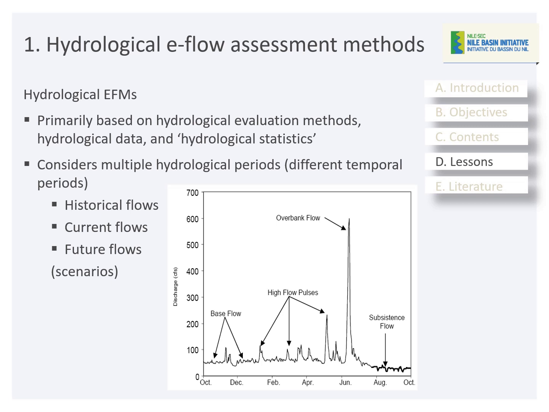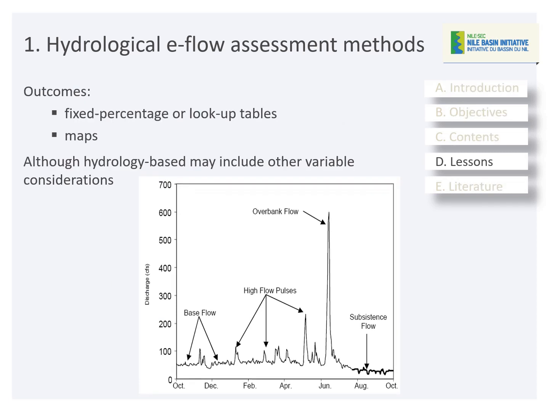This is where we need to consider aspects of the flow regime and the volume, timing, duration of flows, the different seasonality of ecosystems and associated flows, what are base flows, what are high flows, what are high flow pulses, what are overbank flows, what are floods, and what would be important for subsistence flows for ecosystem. These are the different characteristics of hydrological environmental flow assessment methods. The outcomes include fixed percentile or lookup tables.